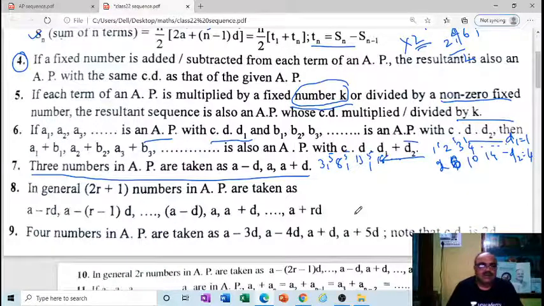Lastly, if there are 4 terms in AP, I need to take them as A minus 3D, A minus D, A plus D, A plus 3D. And their common difference will be 2D. See, A minus D minus A minus 3D, and A plus D minus A minus D. So the common difference will be 2D amongst them.